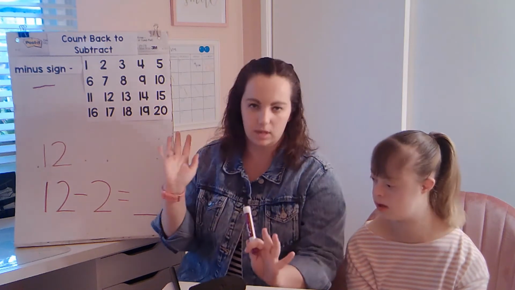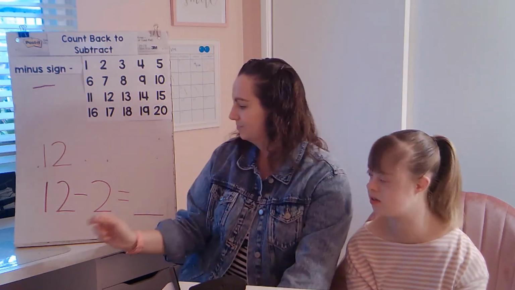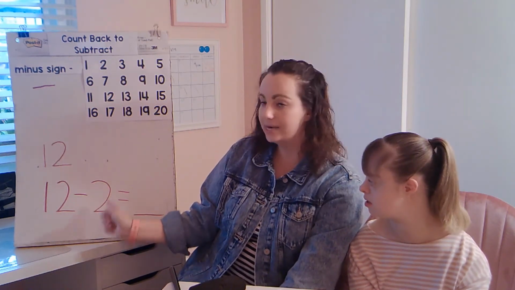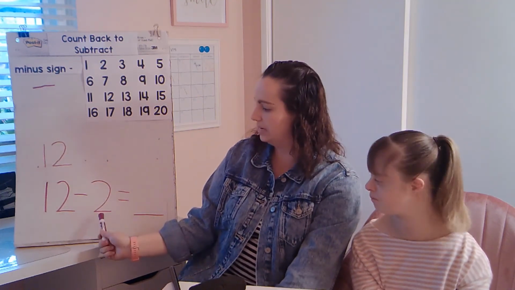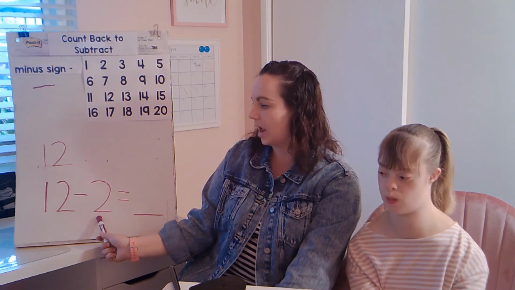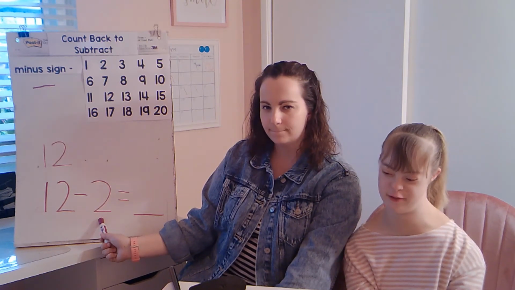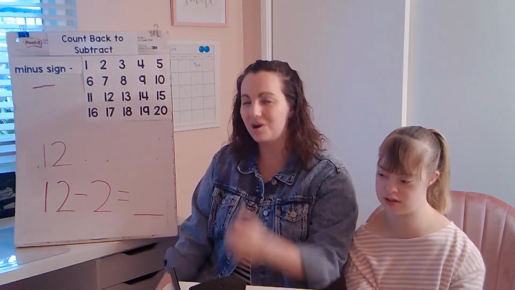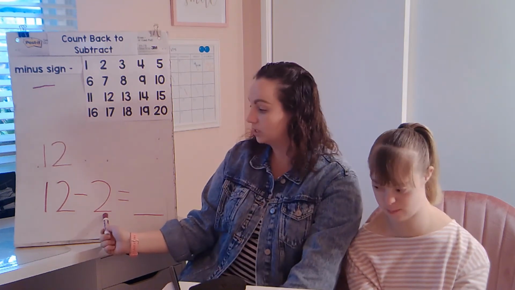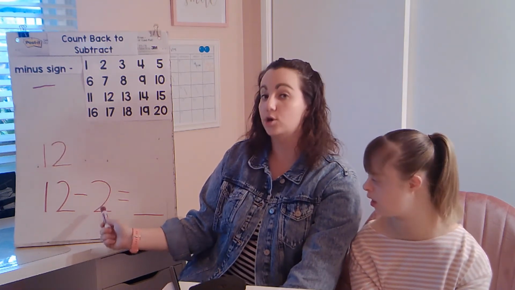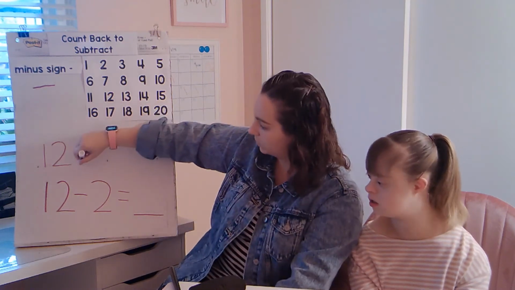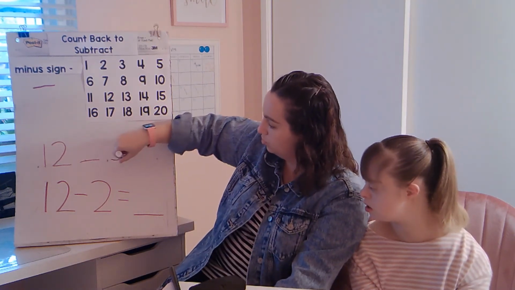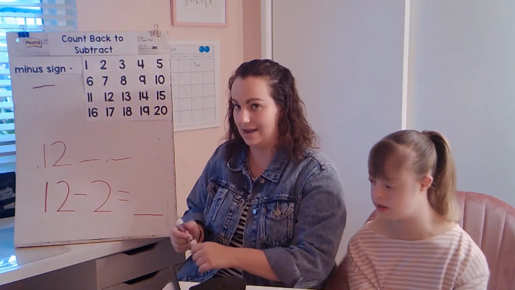Now, I want you to think at home. Don't worry, not the answer, but just this question. How many lines should I draw to help me keep track? How many numbers do I need to count back? I think 2. If you said 2 as well, great job, because you're taking away 2. You're counting back 2 numbers. So we're going to draw 1, 2 lines here, okay?